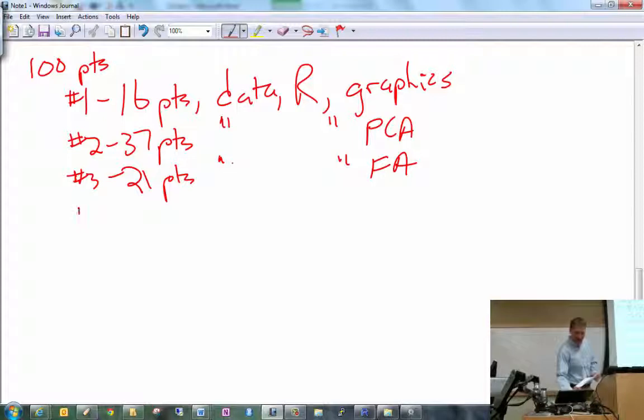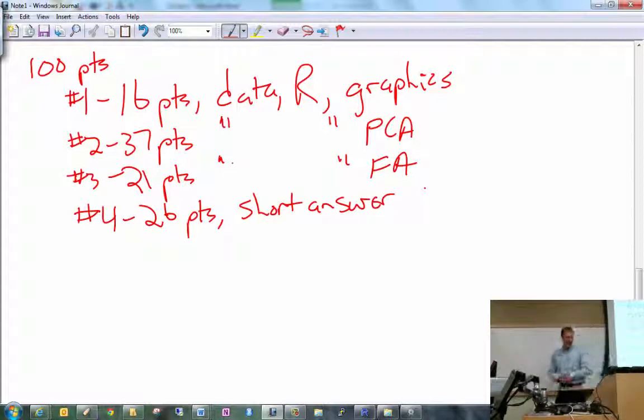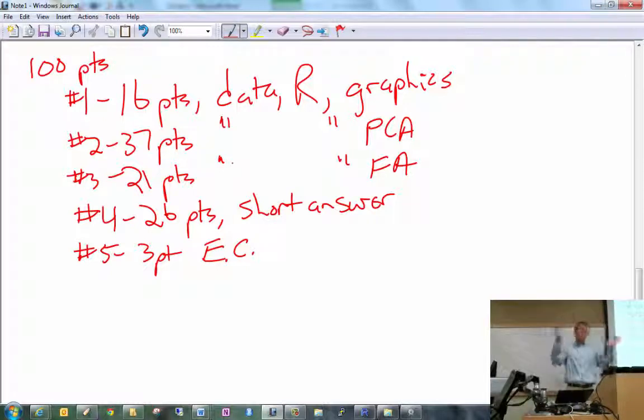And number 4, I'm going to change things up a little bit, and we're going to have 26 points. And these are short answer questions. There are 3 of them. They're not necessarily connected in any way. So similar to the short answer that you saw in the last test. And then lastly, number 5, there is going to be a 3-point extra credit problem. Okay, so that's the general layout for the exam.